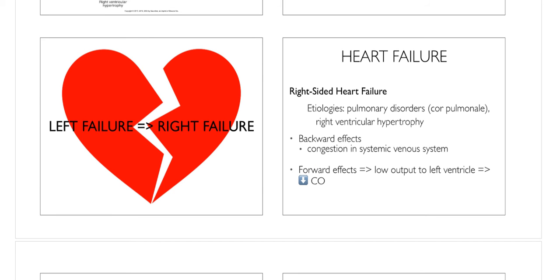So the backwards effects are going to be congestion into the systemic venous system. So we're going to experience pedal edema, ascites, hepatosplenomegaly, the enlarging of the spleen and liver, and did I say ascites? I may have. Anorexia, JVD.